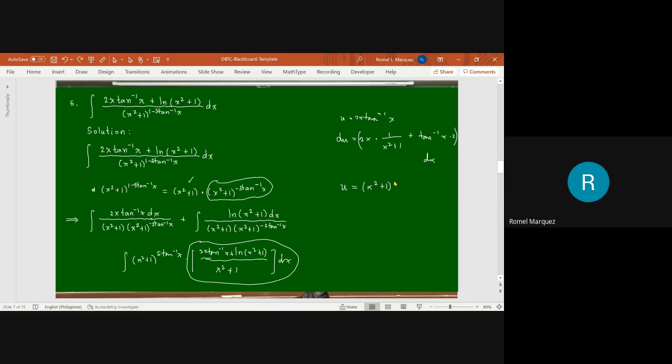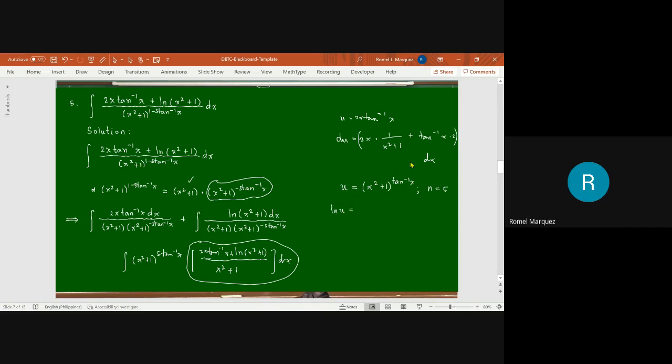Yeah. So, how do we differentiate if you have a function like this? Function raised to a function. Ang gagawin nyo, you have to take the ln. ln of u equals ln of this. Ang ln of this is what? The exponent of this x squared plus 1 will become what? Will become coefficient. So you will get inverse tan of x times ln of x squared plus 1. So that if you what?